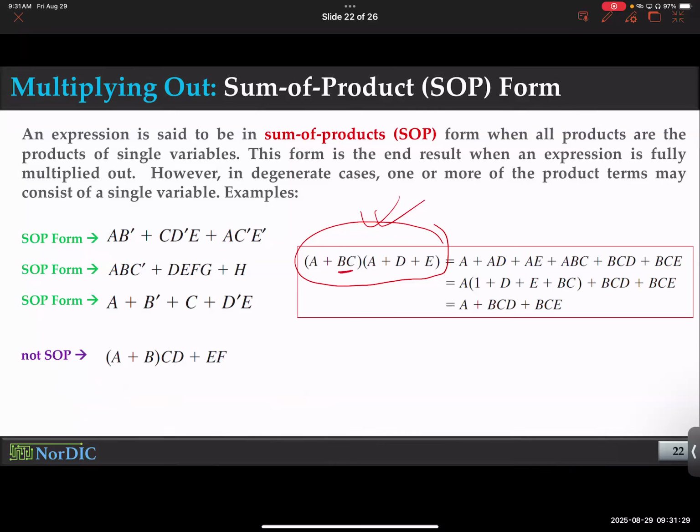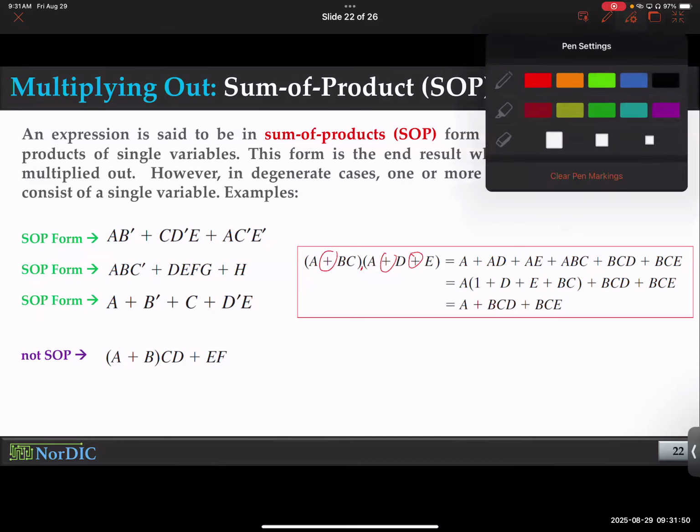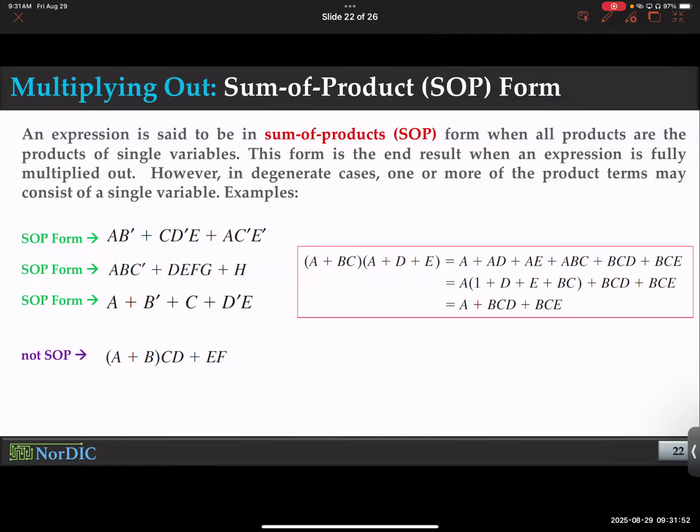And let me just point out, because of this term, it's not a product of sum expression. And we'll see what I mean by that. Simply because this is the culprit. Simply because I have BC here, it's not a product of sum expression. Although it looks like product of sum, it is not a product of sum format. Okay, in terms of our standard.